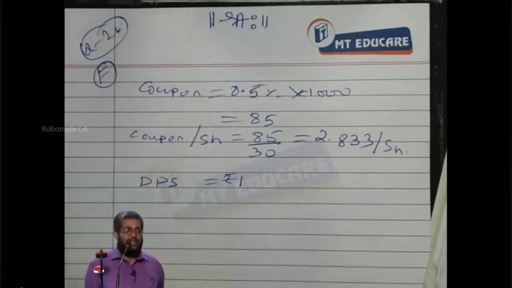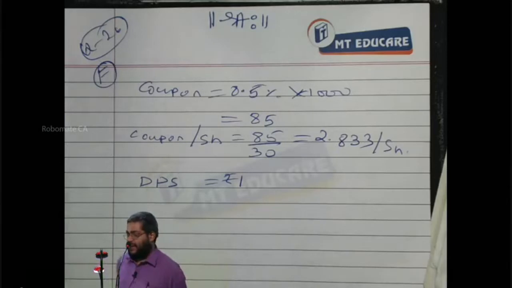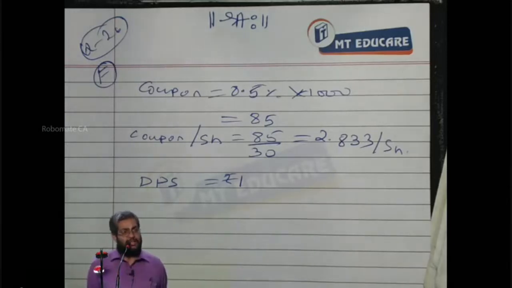1.833 per share gives a favorable income difference of 1.833 per share. Bracket, how did I get it? 2.833 minus 1. Bracket close. I think you are all following or not?